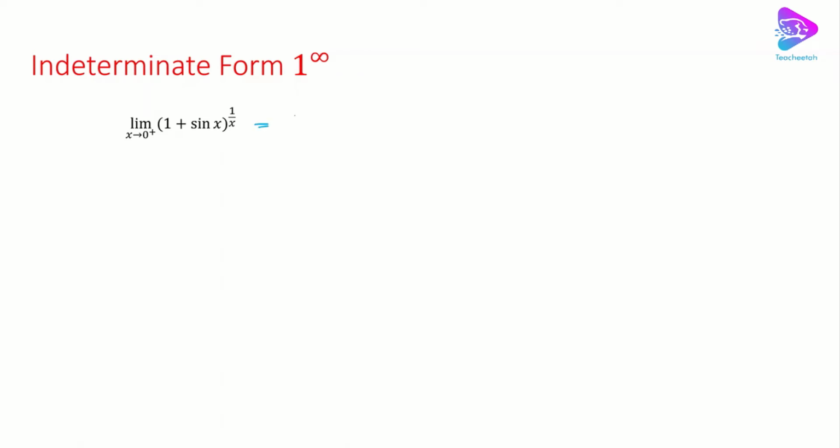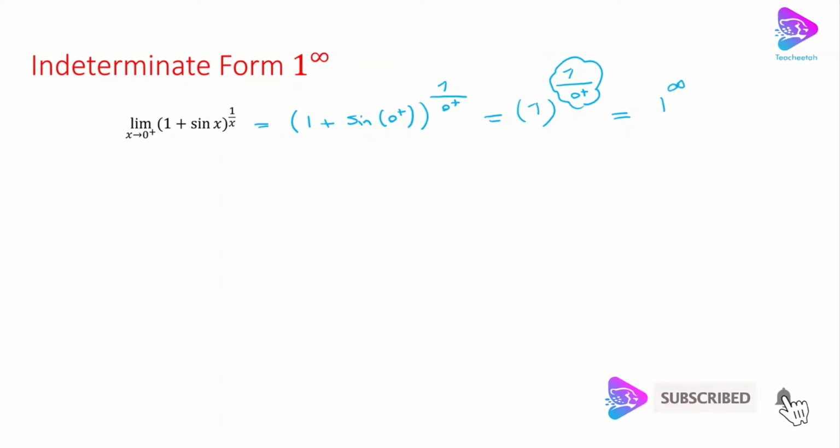So it's going to be 1 plus sine 0, to the power of 1 over 0. So as you can see again, it's going to be 1 at the end, because sine of 0 is 0, so it's going to be 1 to the power of 1 over 0 positive, and we know that it is actually positive infinity, so it's going to be 1 to the power of infinity, which is again an indeterminate form.